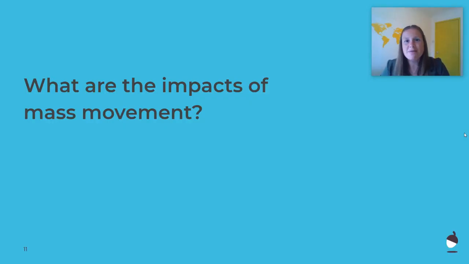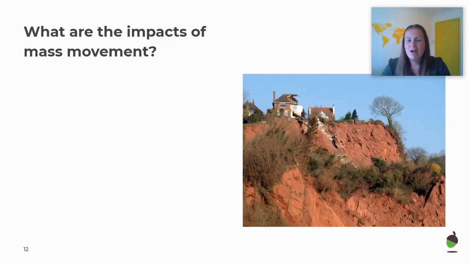So now we know what mass movement is, let's move on to have a look at what the impacts of this could be. We've got a photo. I would not like to live in that house. Okay, we've got a cliff collapsing, we've got mass movement happening, and we've got several houses very near to that cliff.